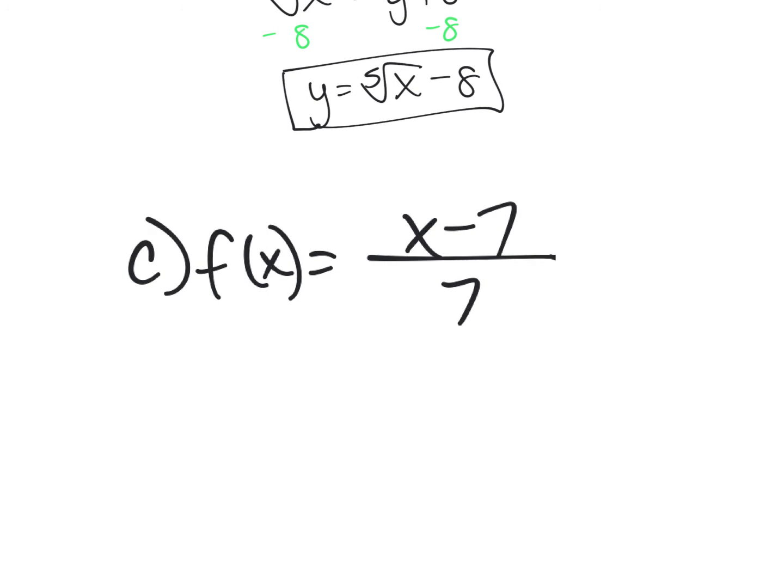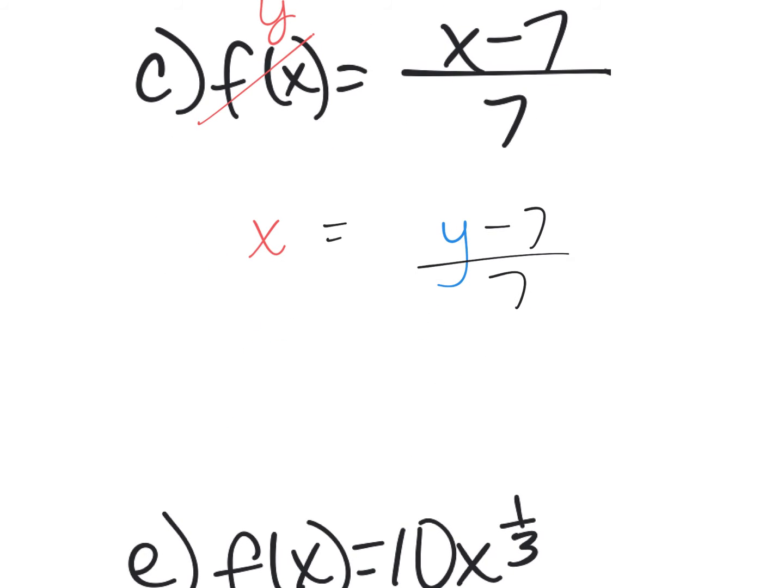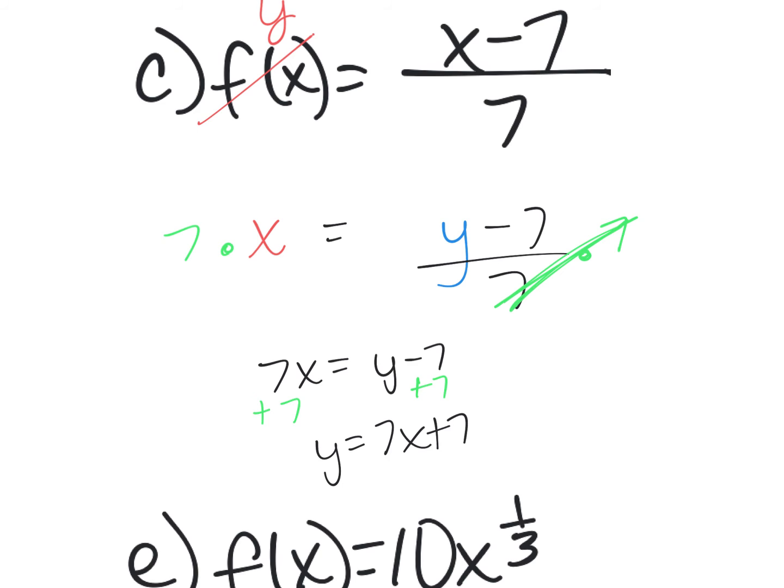Okay, next one. Let's go ahead and switch. Okay, this one's a little different. What would you do first to get the y by itself? Well, I need to get rid of that 7 out of that denominator. So how do I do that? I need to multiply both sides by 7. So those will cancel. So now I have 7x equals y minus 7. Then it's no big thing. Just add 7. Y would equal 7x plus 7.